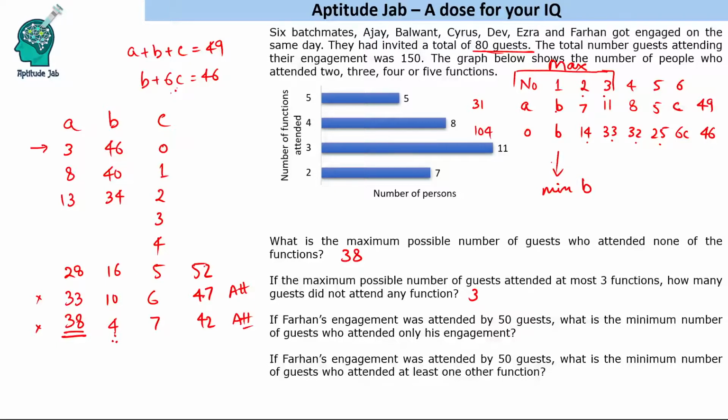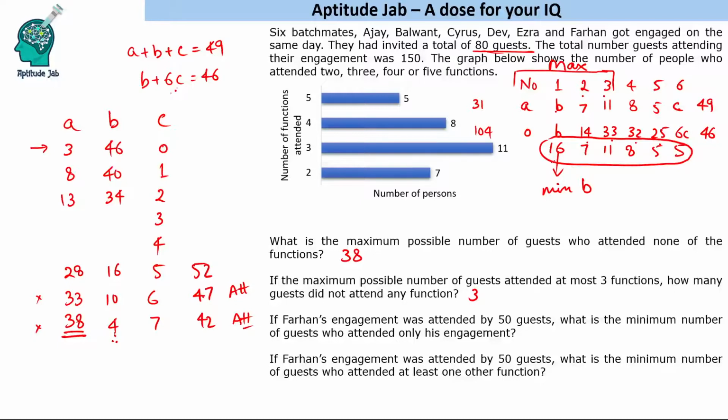So there are 52 people attending, that is 16 people here who are attending one function, and we have 5 people attending all 6 functions also, right? So these are the values that you have: 16, 7, 11, 8, 5 and 5. These are the people attending the function. Now we have to find the minimum value of people who attended only Farhan's engagement.